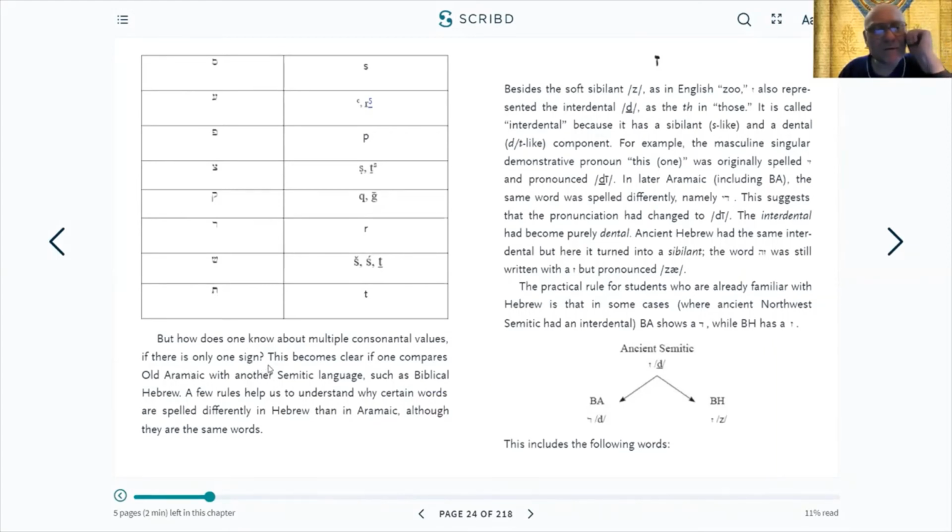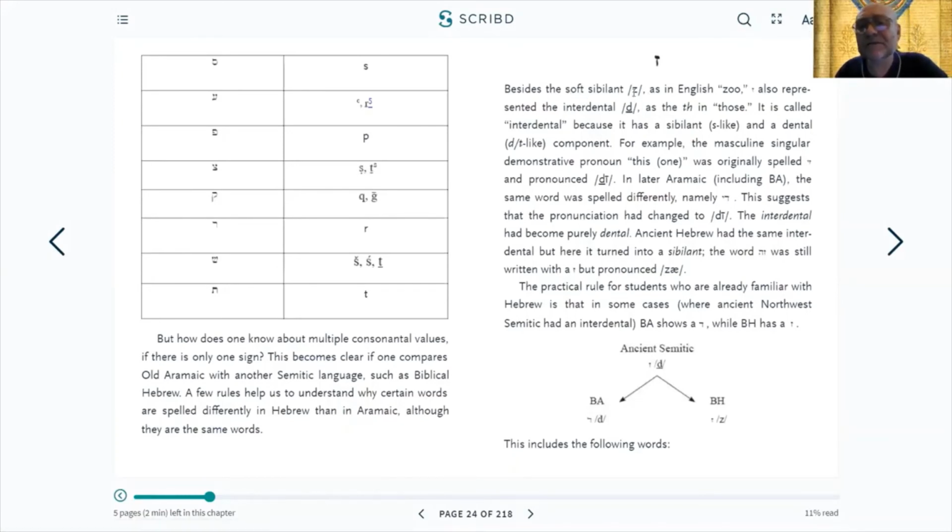Okay. How does one know about multiple consonantal values if there's only one sign? This becomes clear if one compares Old Aramaic with another Semitic language, such as Biblical Hebrew. A few rules help us to understand why certain words are spelled differently in Hebrew than in Aramaic, although they are the same words.